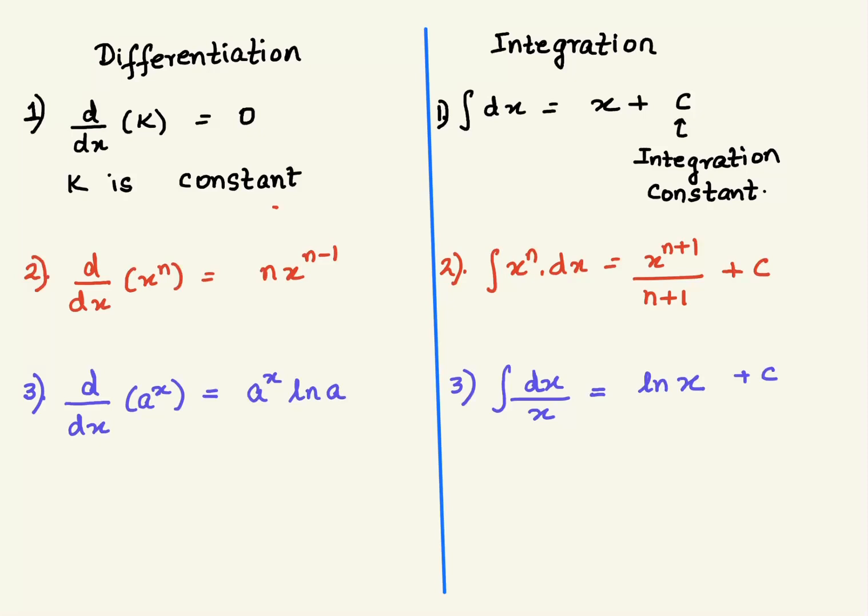So first formula that we've got for differentiation is differential of a constant term is always 0. Differential of x to the power n is nx to the power n minus 1. I'm sure those who've watched video number 5 would be able to recall these formulas. And differential of a to the power x is a to the power x natural log of a.